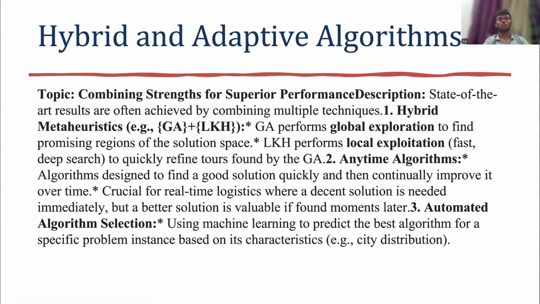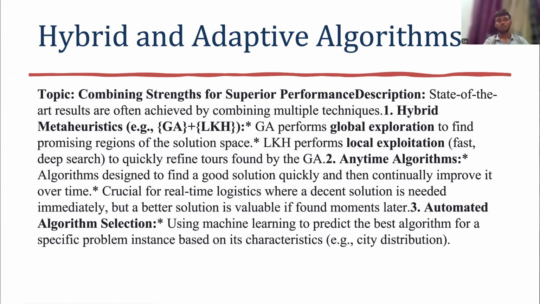State-of-the-art results are often achieved by combining multiple techniques. First one, hybrid metaheuristics, GA plus LKH. GA performs global exploration to find promising regions of the solution space. LKH performs local exploitation, a fast deep search to quickly refine tours found by the GA.